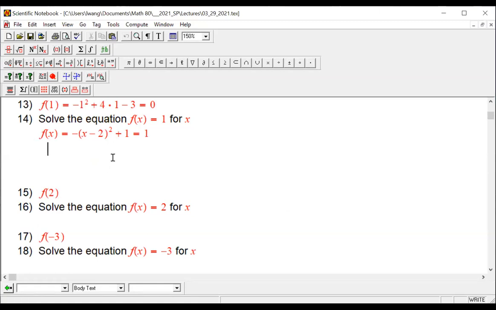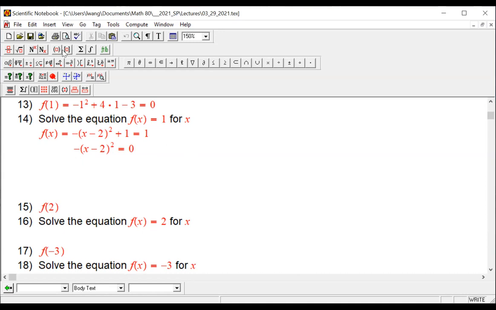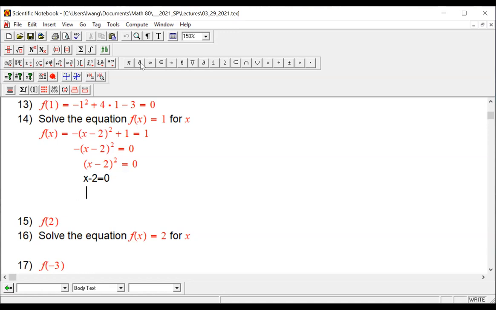Okay, and in that case, we solve this equation and we subtract one on both sides, so we're going to get equal zero. And we multiply by negative one on both sides, so we get x minus two squared equals zero. So x minus two squared is zero, a number times itself is zero. So x minus two must be zero, and x must be two. So when f of x equals one, solving for x, we have only one solution.